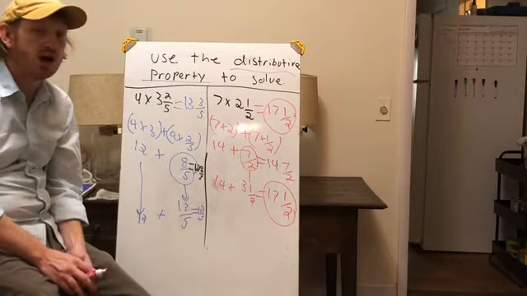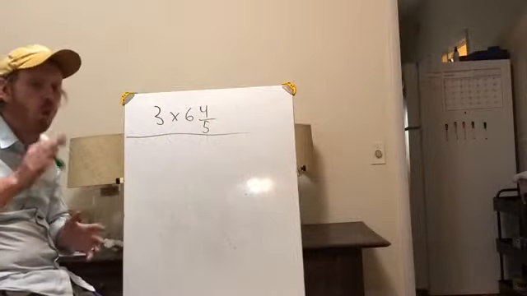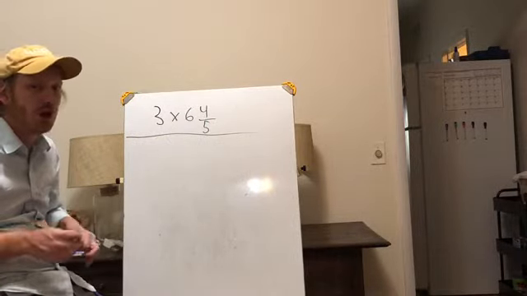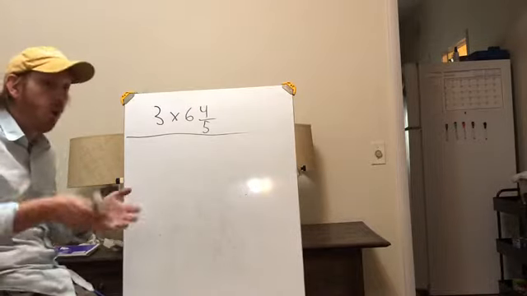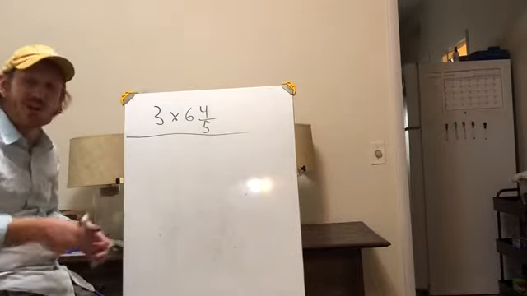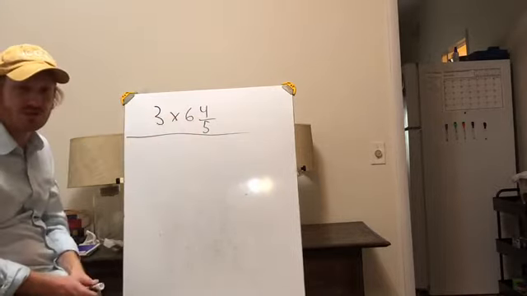Now we're going to move on and do one of your independent problems. When we're done here, you're going to go finish either your Seesaw assignment or your Google Forms. Our problem is 3 times 6 and 4/5.